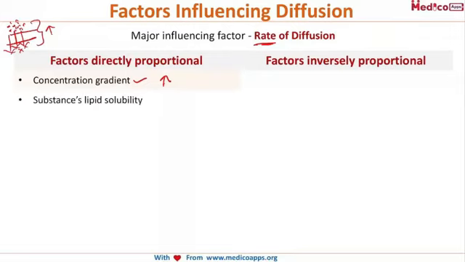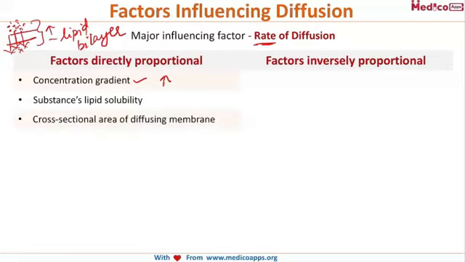And the substance lipid solubility is very important, because we know that the membrane has a lipid bilayer, right. So, if it is easily soluble in the lipid, it will easily pass through it. So, more the solubility, more is the diffusion. Also, one more important point, the cross sectional area: if I increase the size of this membrane like this, obviously the amount of diffusion will increase. So, these are the three factors which are directly proportional to the rate of diffusion.